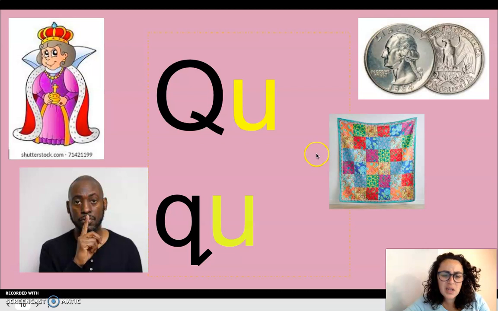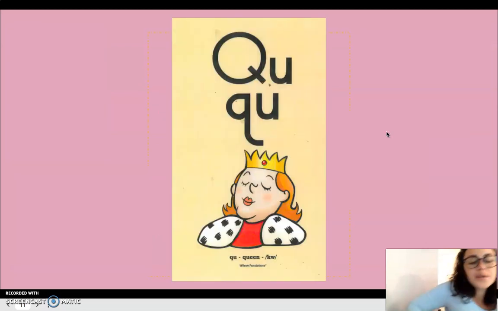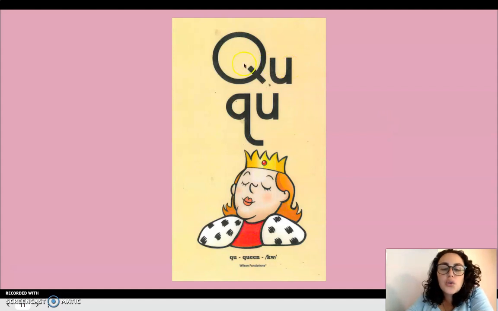That starts with QU. And do you know what this is? This is a quilt. It's kind of like a blanket. It starts with QU. The sound is Q. So our card, it looks like this. QU, queen, Q.